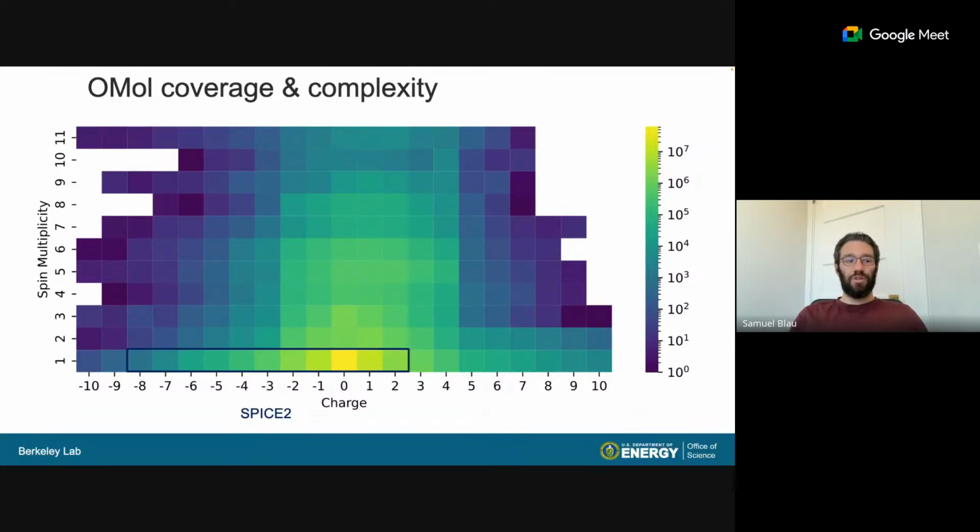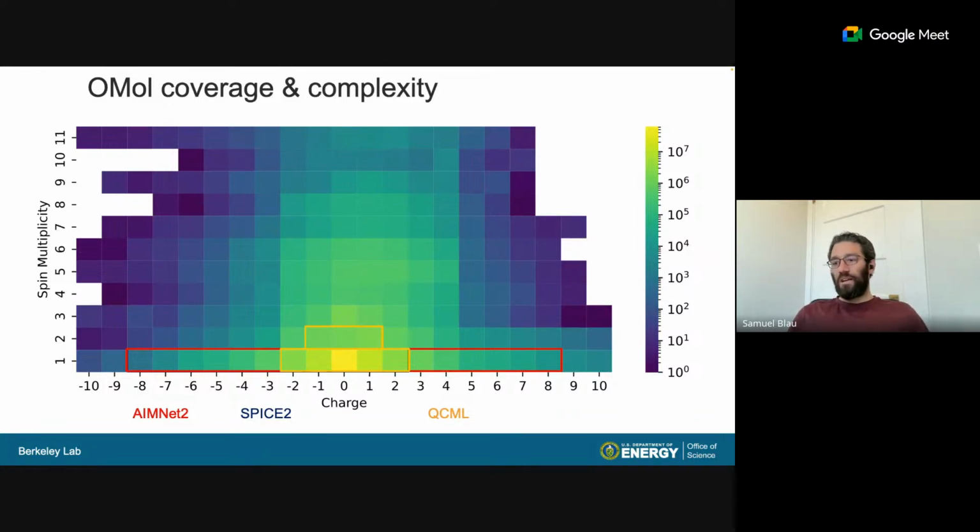Just to give you a sense of previous data sets, SPICE had from -8 to +2, but all singlet systems, no unpaired electrons. AIMnet2, again, no unpaired electrons, but in this case from -8 to +8. QCML does have some radicals, but more limited charge. These all pale in comparison to the vast complexity that we cover in OMol, with just a huge range of charges and spins.